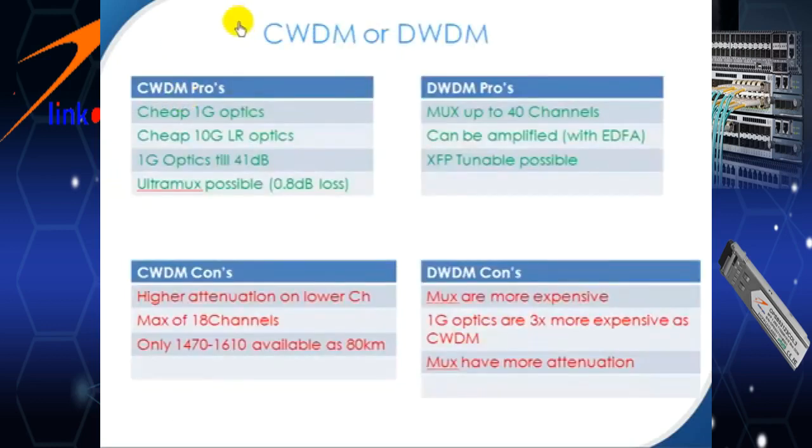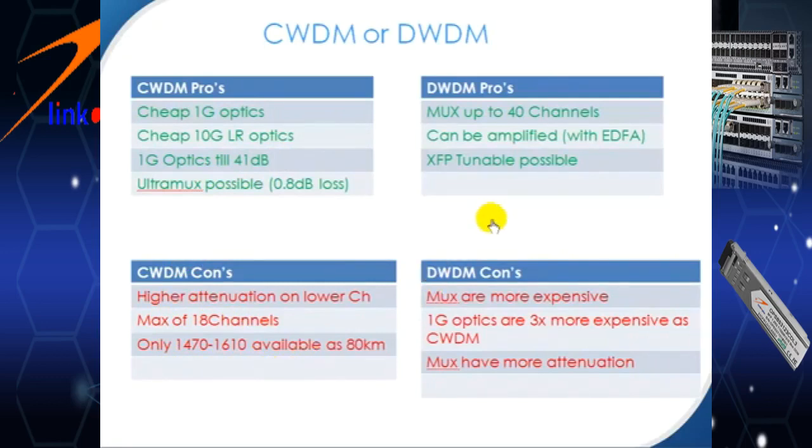This is always a big question, CWDM or DWDM. Well, in short, the advantages of CWDM are that the 1 gig and 10 gigs are cheaper. You got cheaper LRs. 1 gig optics can go up to 41 dB. Ultra low loss muxes are possible. The disadvantage is you have a max of 18 channels, and only the 1470 to 1610 are available as 80 kilometer 10 gig.